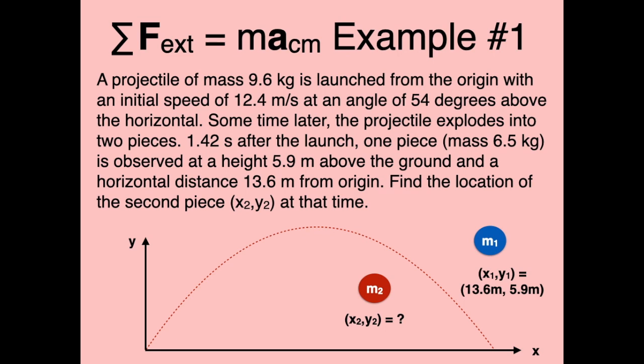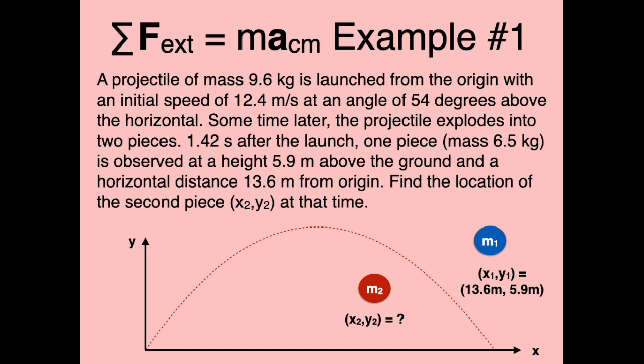Okay, so those two examples were kind of conceptual. Now we're going to move into some examples where we take the result that, again, the net external force acting on a system is the mass times a_CM of that system. And we're going to do some calculations now, some examples that actually involve some calculations. So in this one, we have a projectile of mass 9.6 kilograms launched from the origin with an initial speed of 12.4 meters per second at an angle of 54 degrees above the horizontal.